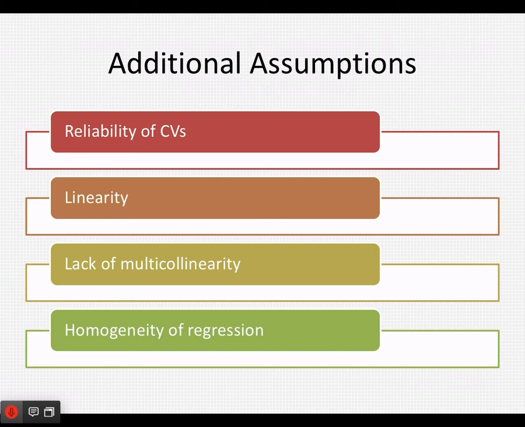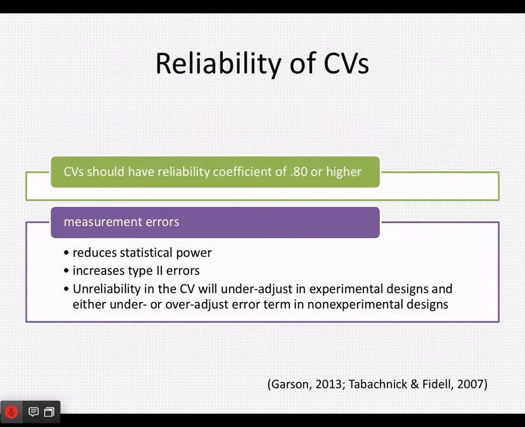Is this linearity? Yep, linearity. So with linearity, we want the covariate and the dependent variable to have a linear relationship. And then the third one is lack of multicollinearity. I think you've learned about this in regression. And then the last one is homogeneity of regression. So I'll talk more about these four, what they mean.